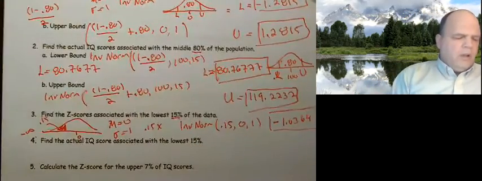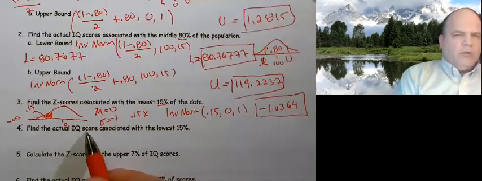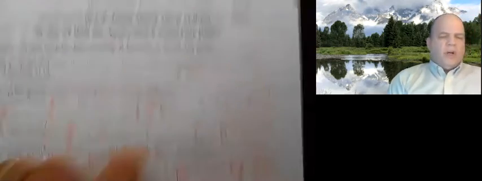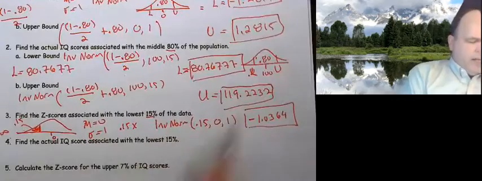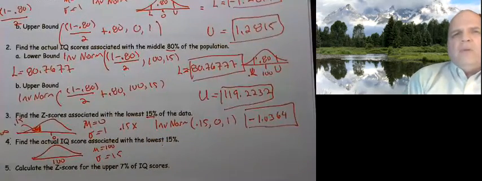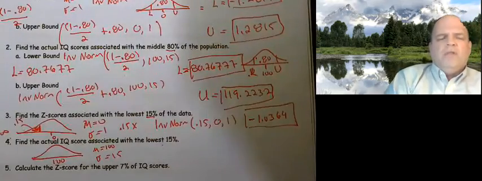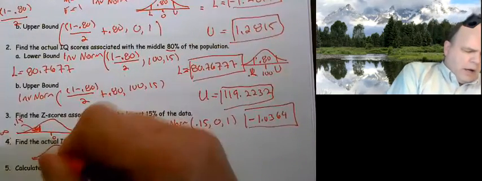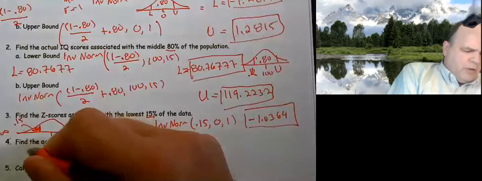The next one, find the actual IQ scores. Well, when we looked up here earlier, the actual was 115. All right, but they're wanting the lowest 15%. So the only difference between this one and the last one is we need to change our mean to 100, and our standard deviation is going to be 15. Our area is still going to be 15%, so 0.15.